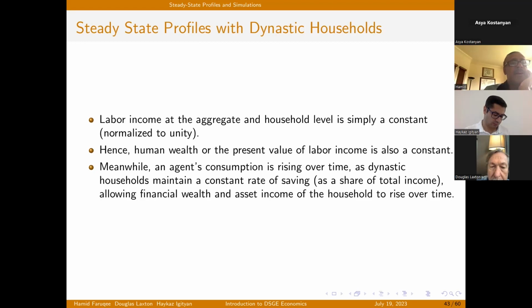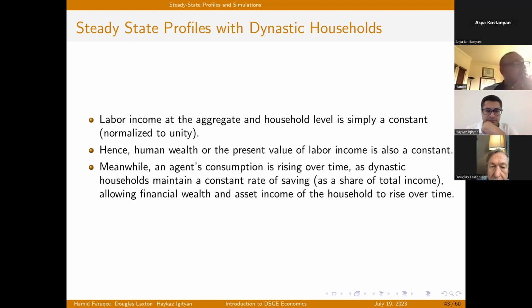What we'll have is that an agent's consumption would be rising over time. Why is that? Because you'll have an accumulation of financial wealth. And so asset income does rise over time in the model, even if the labor income remains constant. So consumption will be on a rising income profile.